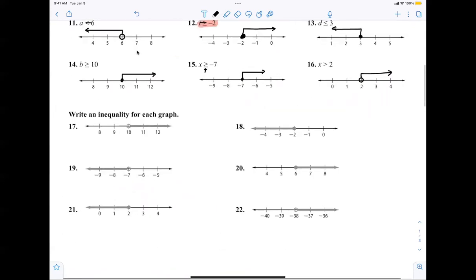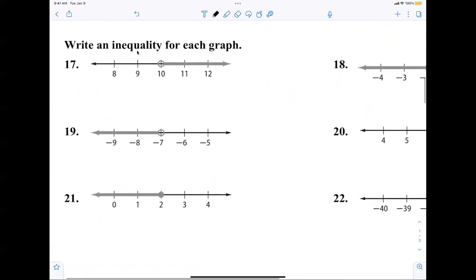Now everybody's got to tell me what this means. Number 17, what does that mean? A is greater than 10. Yes, perfect. A is greater than 10. That's all you have to write.